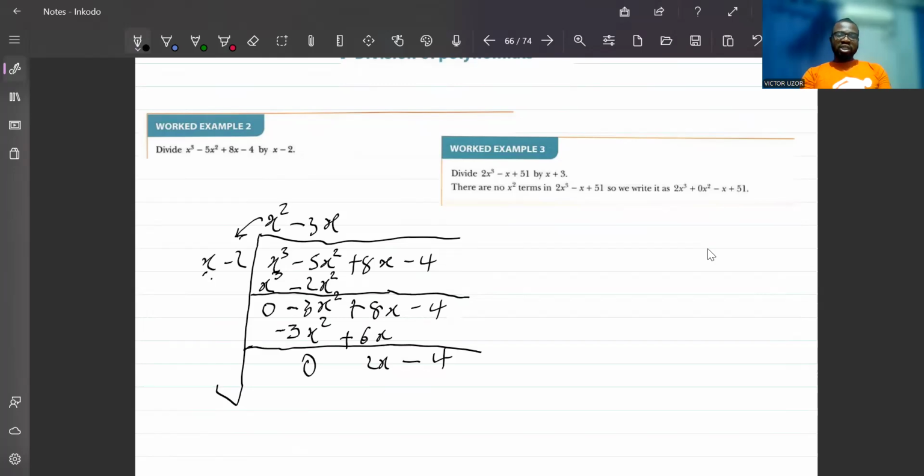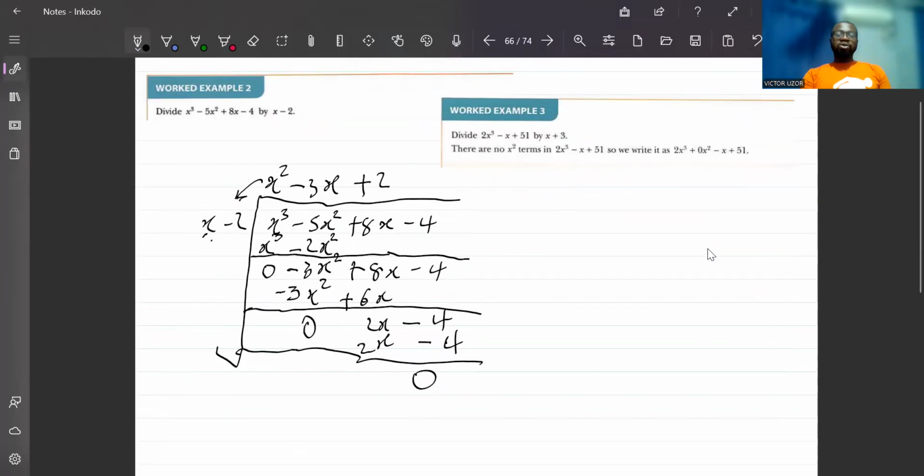Then you divide again by x. So 2x divided by x will give you 2, so you have plus 2. Then you multiply by 2, which gives you 2x minus 4. When you subtract these parts, they will all give you 0. So you subtract until it gives you 0, or until there's no x anymore. When there's no x anymore, it's only a number that will remain, and that number that remains is what they call the remainder.